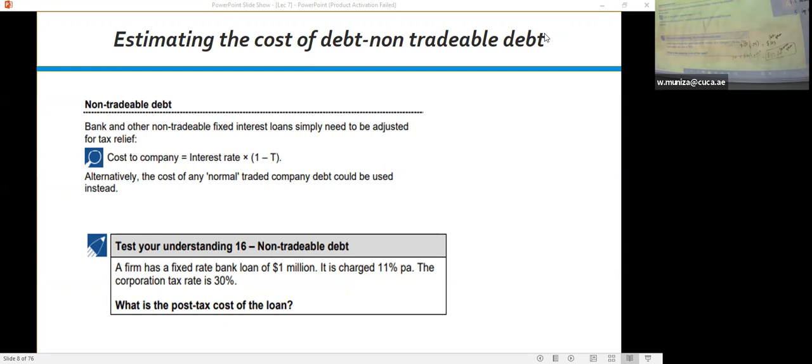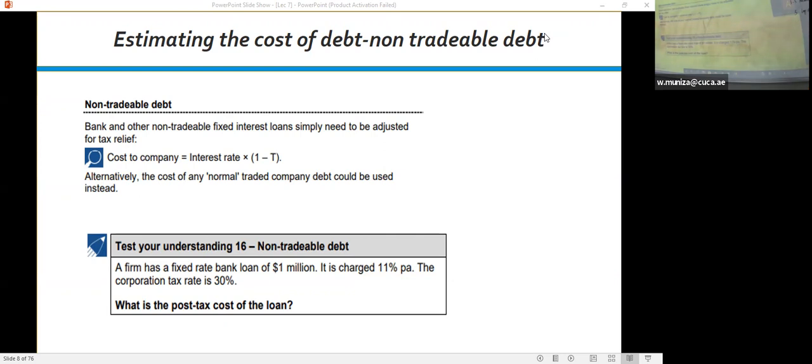So this is a simple question. Any kind of non-tradable debt, what will be the cost of that loan? It will be post-tax. That is going to incorporate the taxation rate in it. So the requirement of the question is: what is the post-tax cost of the loan?